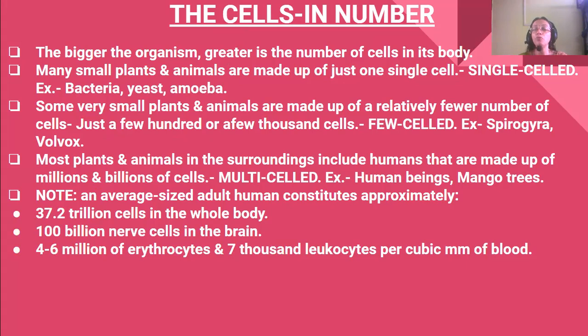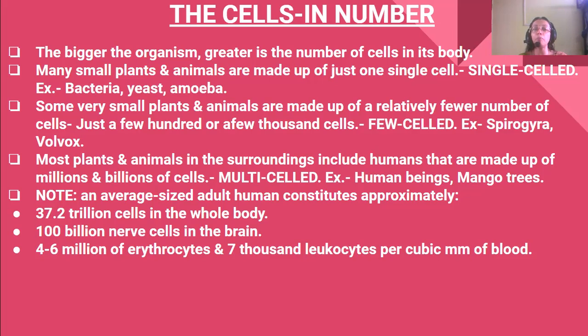That means how many cells can be found in a body. That depends on the size of the organism, how big the organism is. According to that, the number of cells will be there. If the organism is very big, there will be a greater number of cells than in a small animal or plant, which has fewer cells. So the bigger the organism, the greater the number of cells in its body.